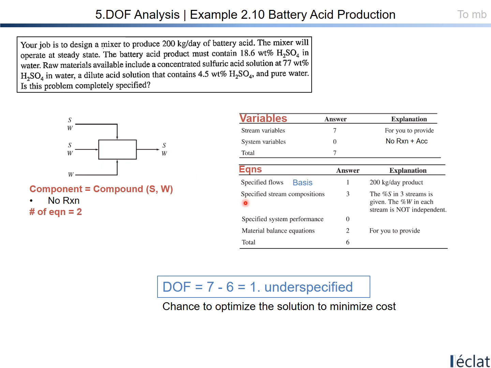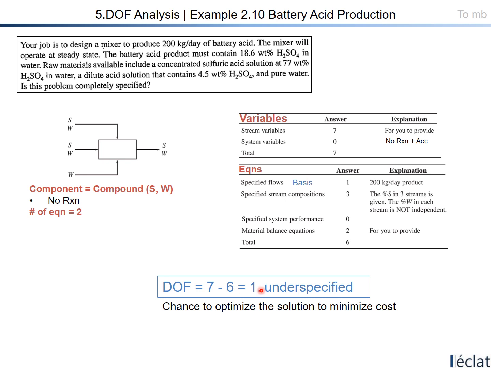Okay, so you have just finished the number of the stream composition specification, and next one is system performance specification. There is no information for this problem, so 0. And I have said we have 2 material balance equations. So total number of equations would be 6. Degree of freedom is equal to 7 freedom minus 6 restrictions. So you have number 1 for your degree of freedom.